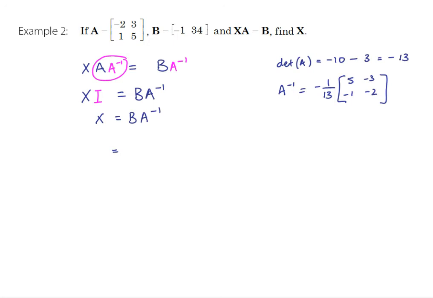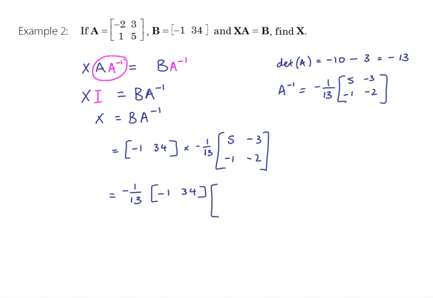Okay, so B is negative 1/34. A is negative 1/13. 5, negative 3, negative 1, negative 2. Okay, again, the number can happen at any point in the multiplication, so I'm going to stick that at the front and worry about that at the end. It would be horrible to be doing the matrix multiplication dealing with 13ths, so we won't.